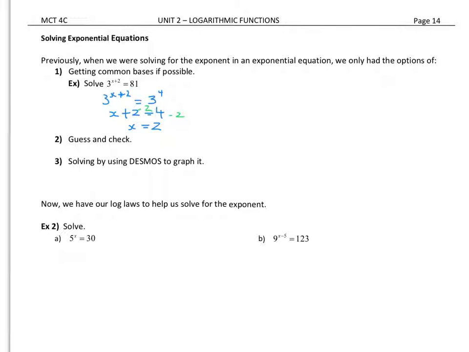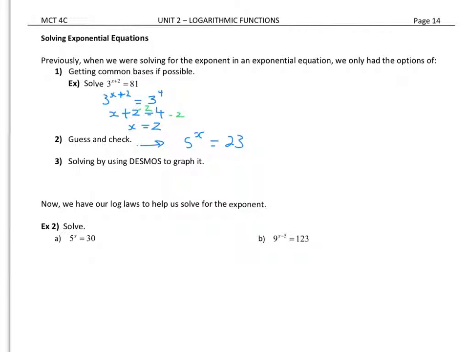But if we couldn't get the bases the same, then we just had a guess and check method. So for example, if we had 5 to the x equal to 23, we know that 5 to the 1 is 5, 5 squared is 25, so we know that x is pretty close to 2, but a little bit less than 2. Then we would try like 1.9 and 1.8, and narrow that down to see what gets closest, depending on how many decimal places we need to go.